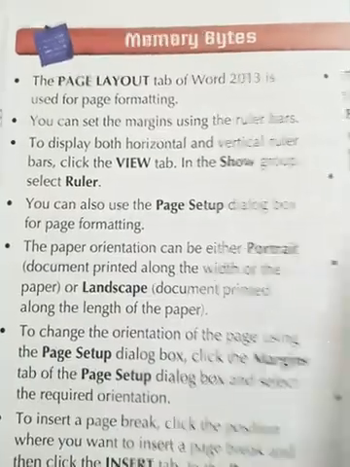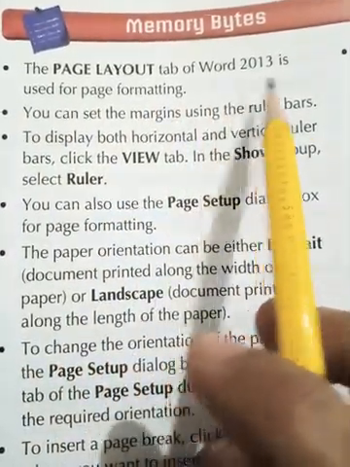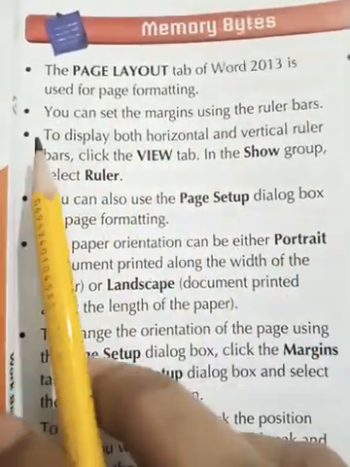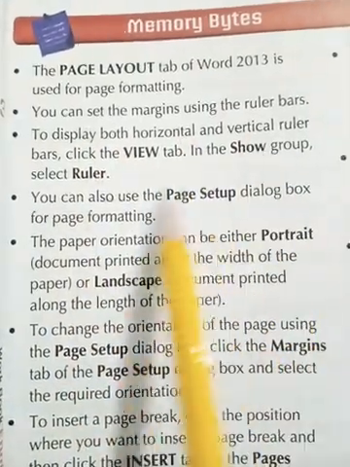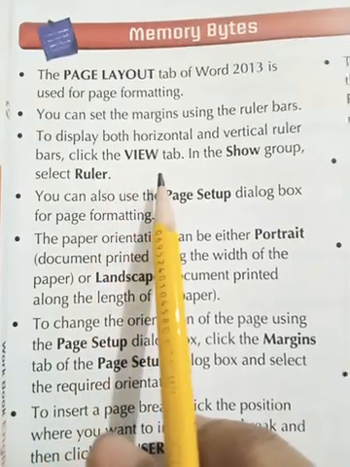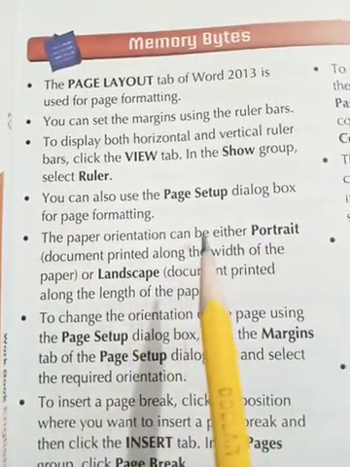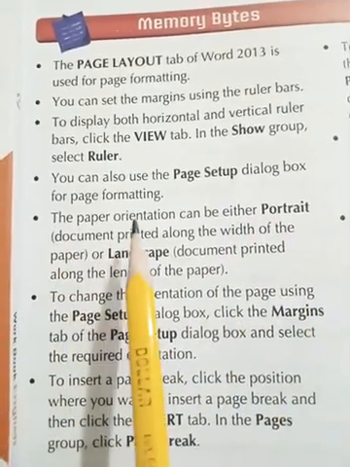Turn the page. Here memory bytes are given. The Page Layout tab of Word 2013 is used for page formatting. You can set the margins using the ruler bars. To display both horizontal and vertical ruler bars, click the View tab. In the Show group, select Ruler. You can also use the Page Setup dialog box for page formatting.